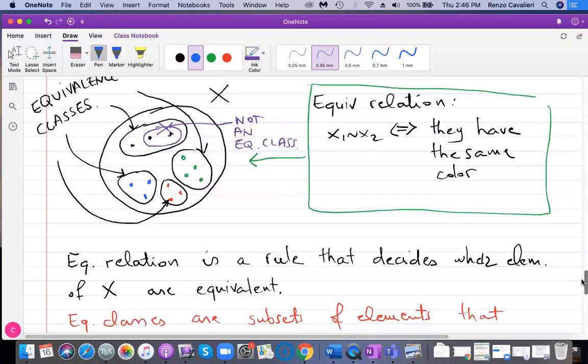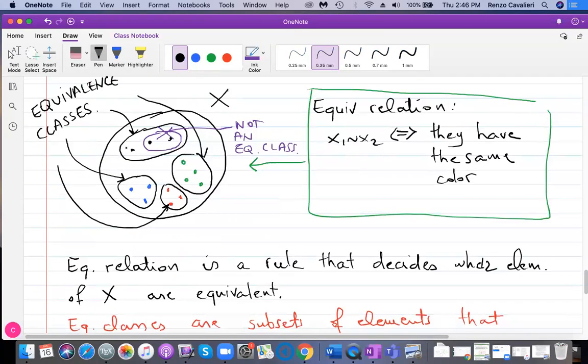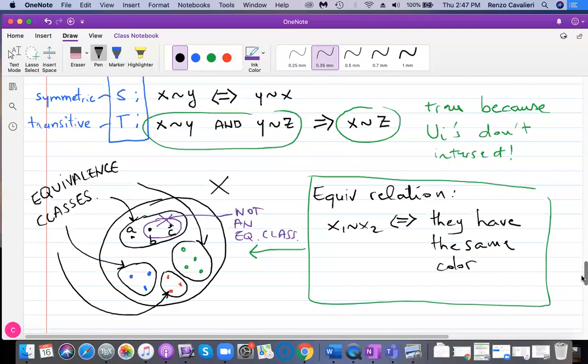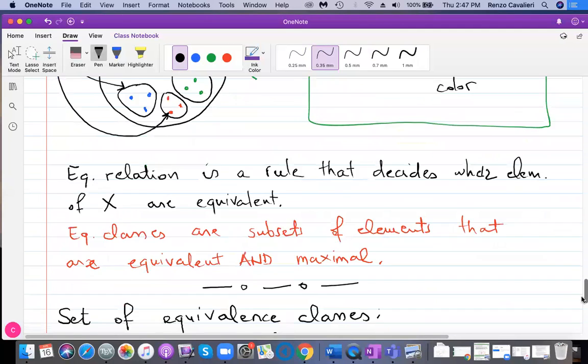But one way, now let me give some names to these elements. Suppose that I call this A, B, and C. One way that I could talk about the element black is the equivalence class that A belongs to. Because, well, if I tell you it's the equivalence class that A belongs to, you go look up A, A is black, so that's black. So that's the same thing.